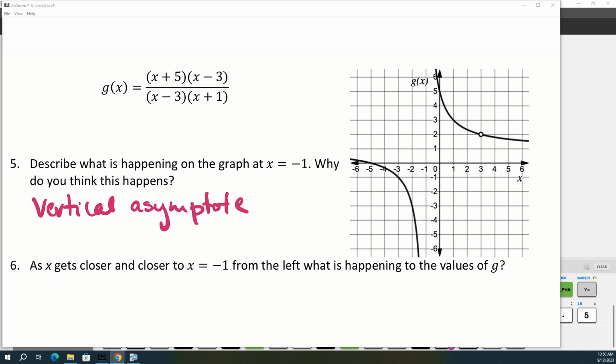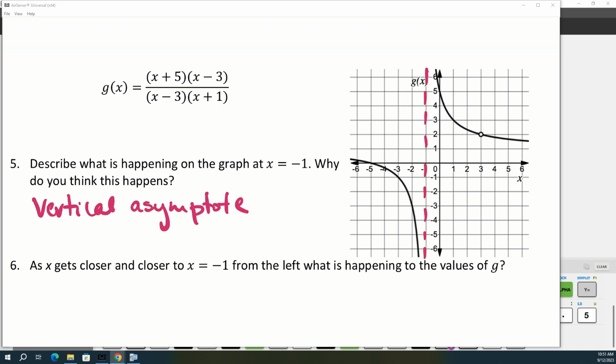So you didn't graph rational functions last year, but you did vertical asymptotes when you graphed logarithmic functions. So it's a vertical line that the graph approaches but never quite gets there. And it's happening because the x can't be -1. If x is -1, you get something like, I don't know, -16/0, and you can't divide by 0. So that's the reason why that's happening.